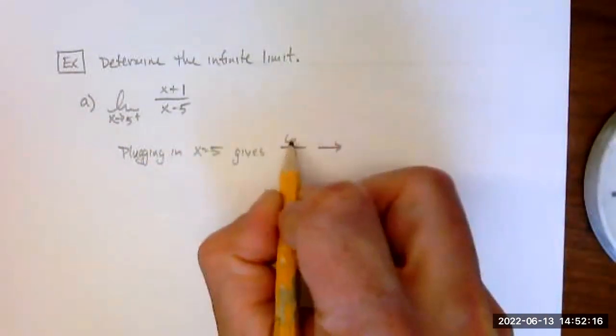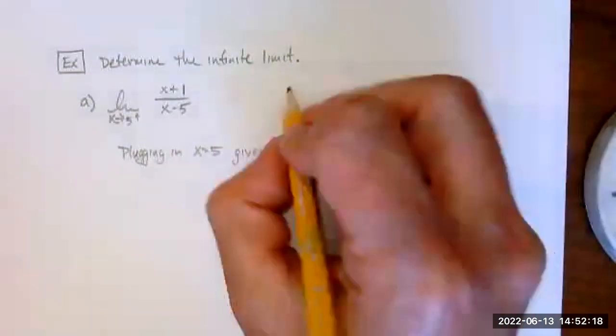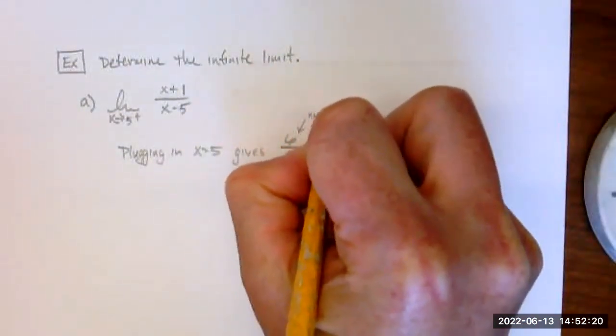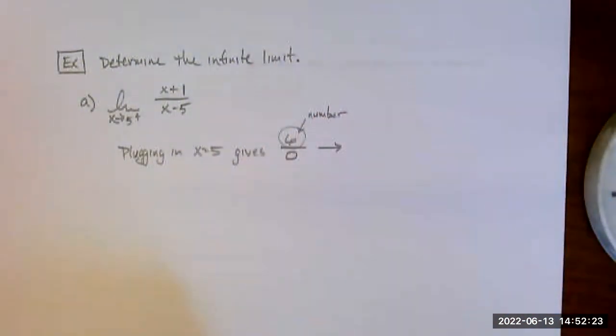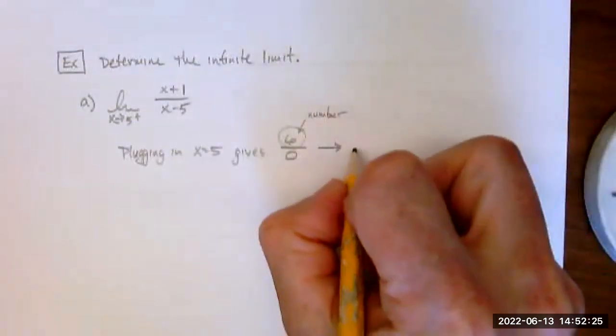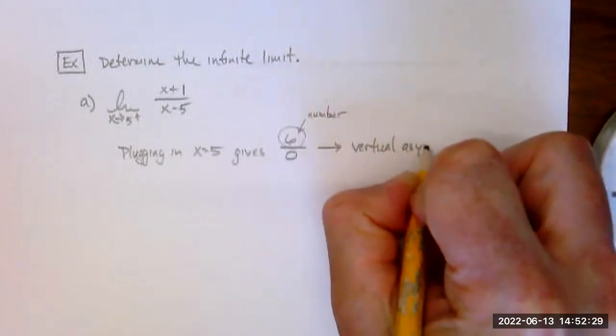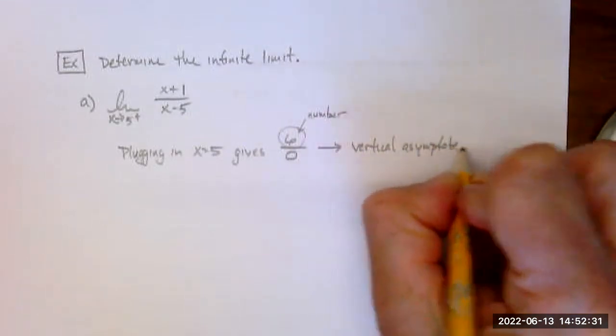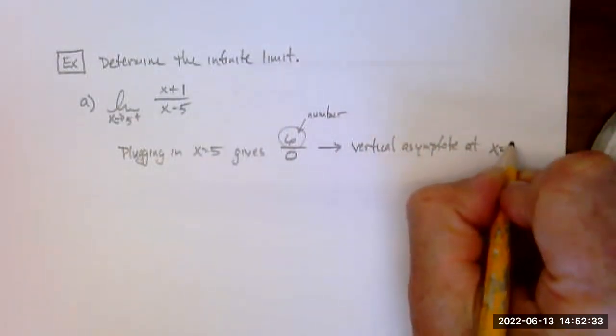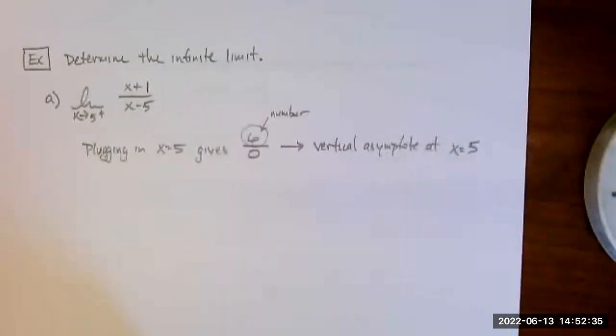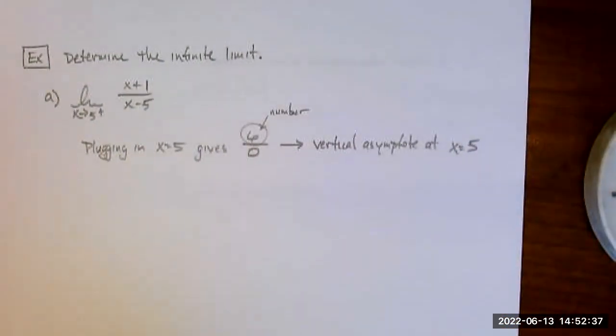That means if there's a non-zero number over 0, that means there is a vertical asymptote here at x equals 5. 0 over 0 is a whole. A number over 0 is a vertical asymptote.